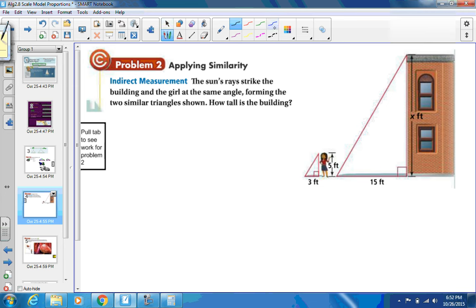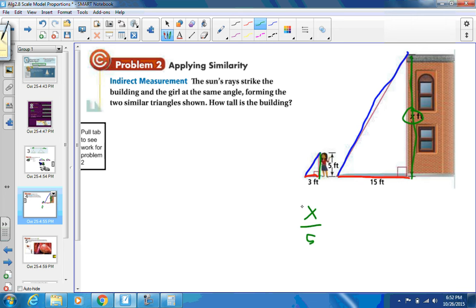So again, we have to figure out what are corresponding parts. We know that the shadow part, the sun part, would be corresponding. That's the angle. The bottom parts would be corresponding. And then also the height of the building and the height of the girl would be corresponding as well. So we're looking for x, which is right here. So we're going to say x is to 5, because the girl is 5 feet tall. So x, the building height, is to 5, the girl's height.